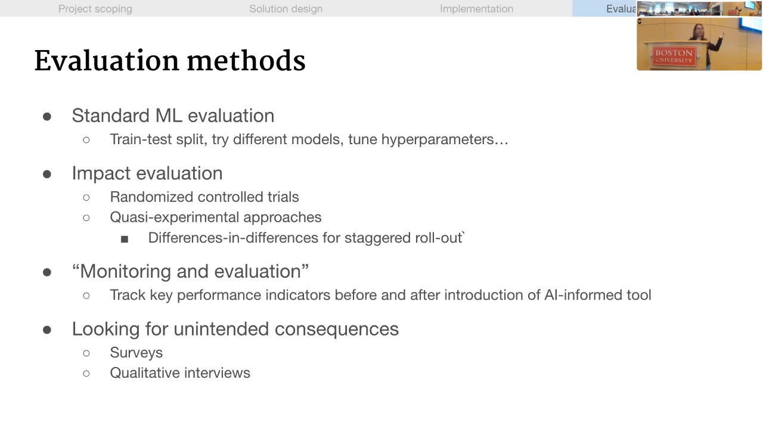And then typically, when you're working with partners, they often have a lot of monitoring and evaluation that they're already doing, and they're already collecting key performance metrics that mean a lot to them. So keeping track of that and how AI-infused solutions help with those is important. And then lastly, on this point of looking for unintended consequences, I think it's really worth considering doing some surveys or at least some qualitative interviews with people who are impacted by the algorithmic system to understand how they're interacting with it and if it's being interacted with in the way that you intended for it to be in the first place.